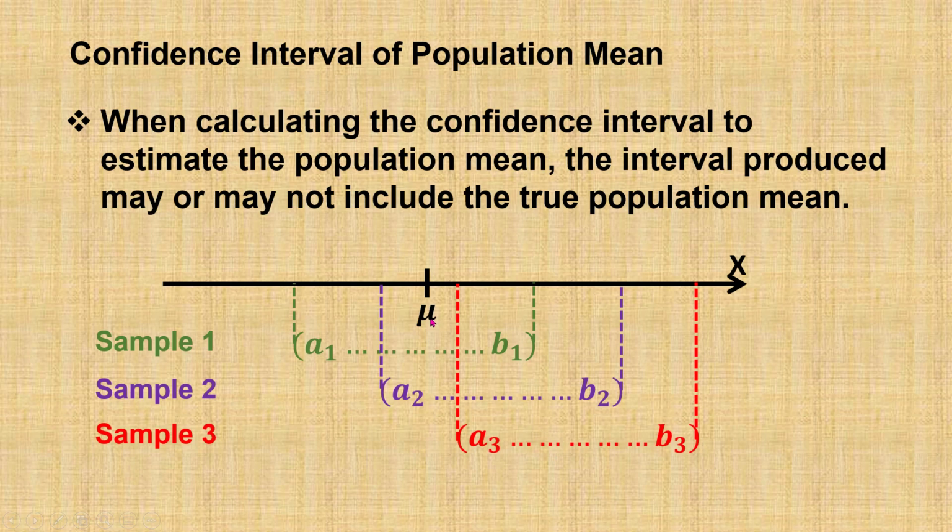This is because we assume that we know the population mean. But in fact, most of the time for the population, we do not know the true value of the population mean. So in this case, we do not have any confidence to say that the first interval and the second interval include the population mean.